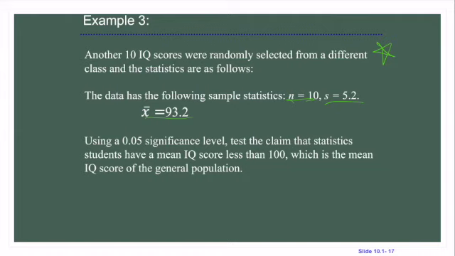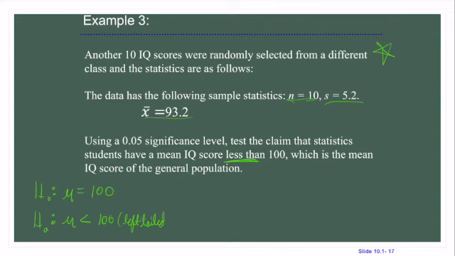Because it's less than, this is going to be a left-tailed test. My null hypothesis is that there's no difference from the mean. But my alternate hypothesis now is that the students have a mean IQ score less than 100. In my last example, I did a right-tailed test. Now this is a left-tailed test.